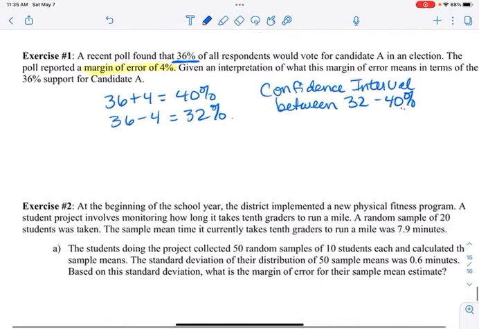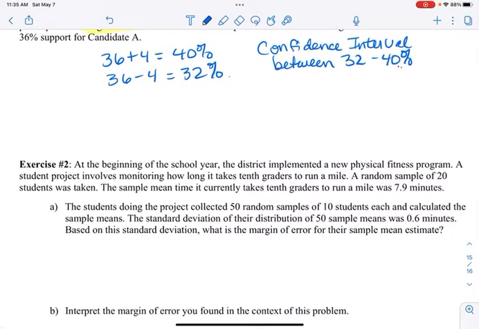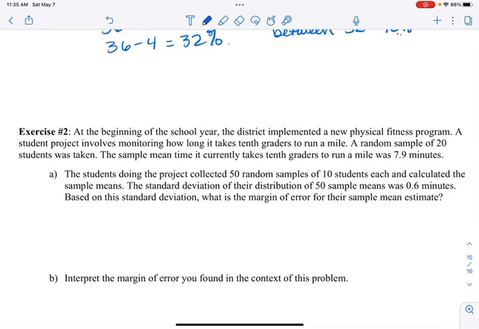All right. At the beginning of the school year, the district implemented a new physical fitness program. A student project involves monitoring how long it takes 10th graders to run a mile. A random sample of 20 students was taken. The sample mean it currently takes 10th graders to run a mile was 7.9 minutes. The students doing the project collected 50 random samples of 10 students each and calculated the sample means. The standard deviation of their distribution of 50 sample means was 0.6 minutes. Based on this standard deviation, what is the margin of error for their sample mean estimate?